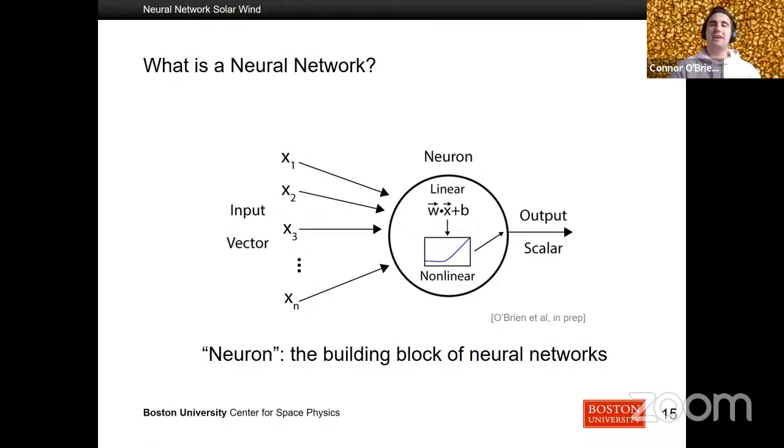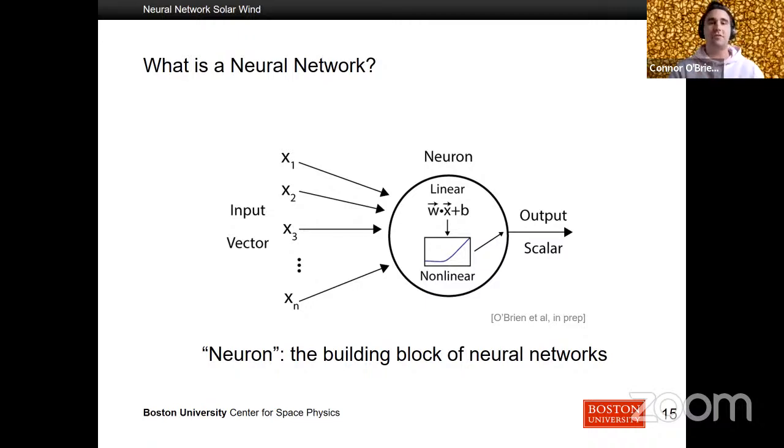What they do is they take an input vector, shown here as all these X's, and then take the dot product with some vector of weights to get a scalar. It adds some scalar bias B. Then that resultant scalar is fed into some non-linearity function, because otherwise we're just doing a bunch of linear algebra. And then the output of that function is the output of that neuron, which is also a scalar.